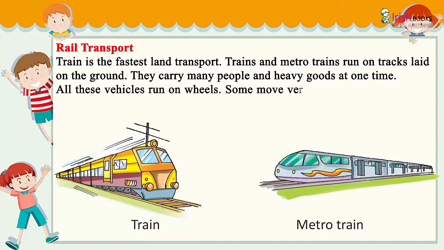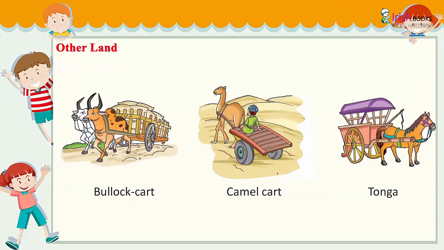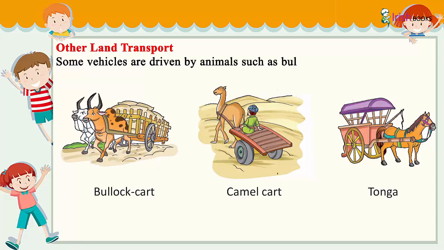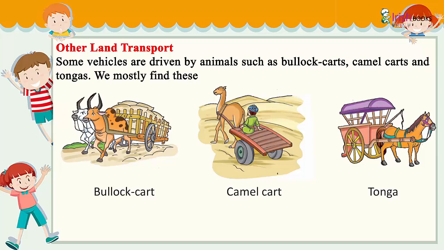Some move very fast and some are slow. Some give out smoke. Train, metro train. Other land transport. Some vehicles are driven by animals such as bullock carts, camel carts, and tongas. We mostly find these vehicles in villages. Bullock cart, camel cart, tonga.